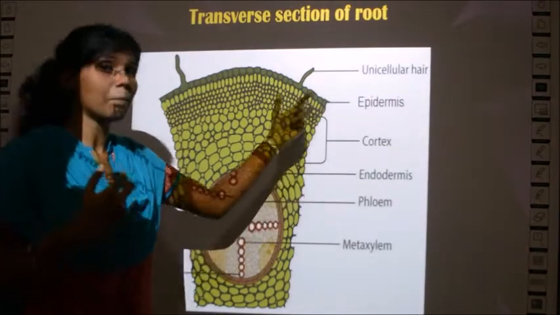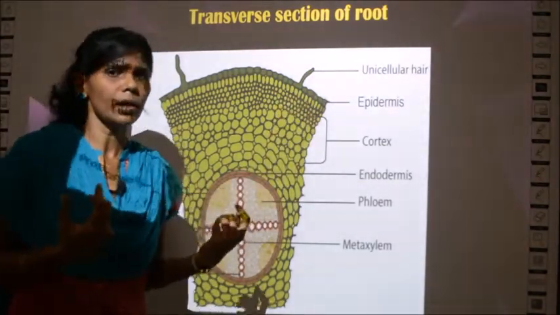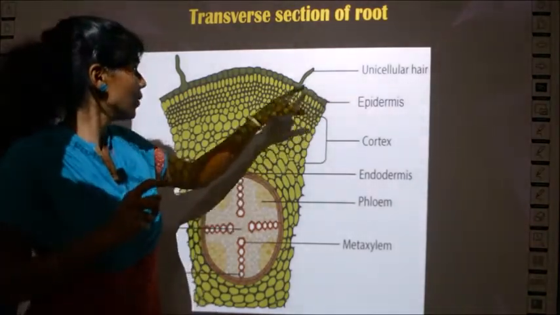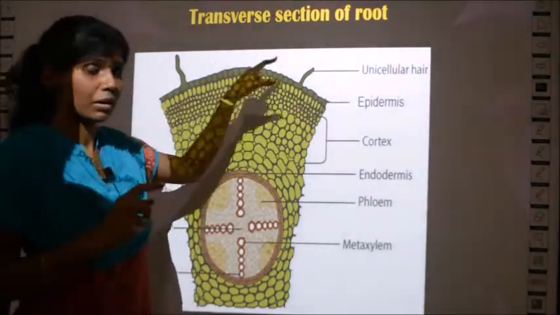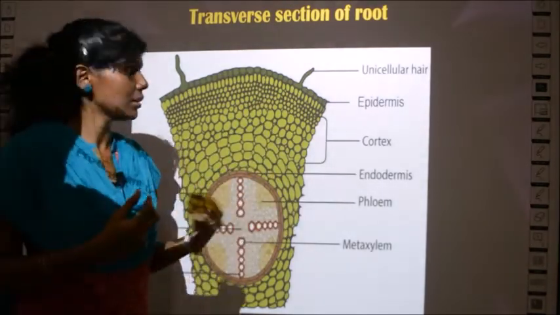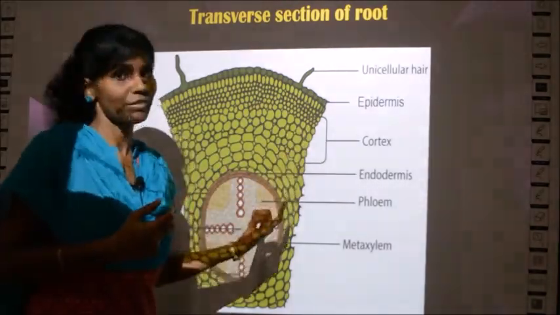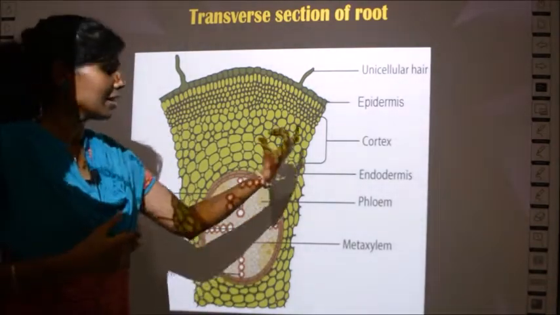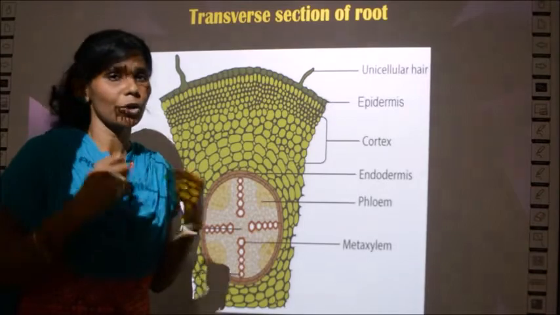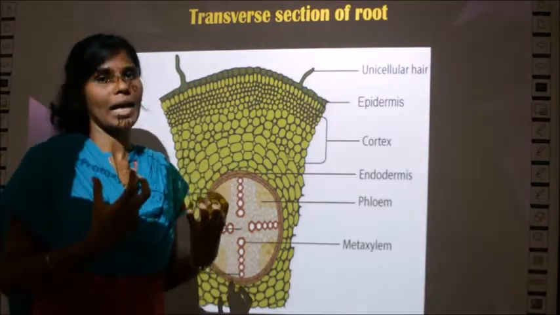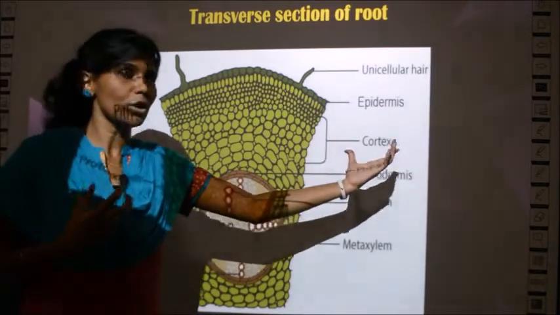It is multi-layered. Why do you call it multi-layered? We called the epidermis single layered. Why? Only one layer of cells you have there, right? Whereas in the cortex you have multiple layers. So there are many layers of cells. You call them multi-layered, and they are loosely packed. They are not tightly bound to each other, but they are loosely packed cells. So this is about the cortex.